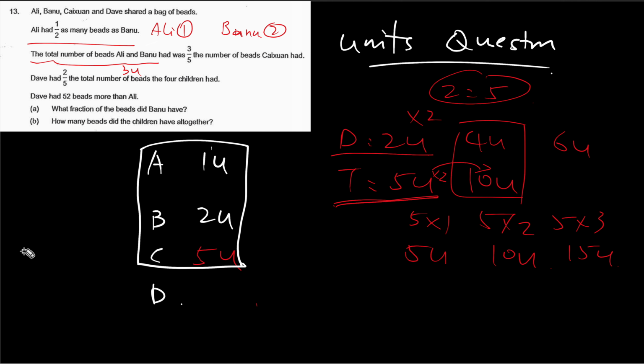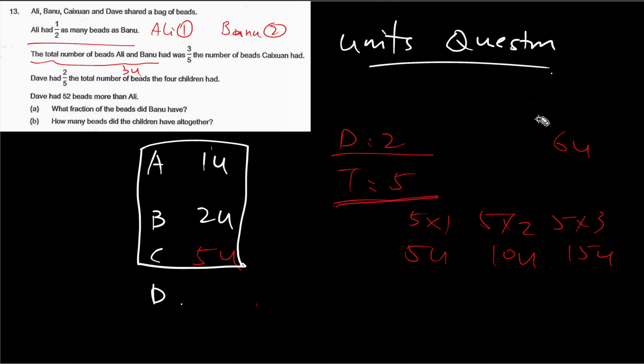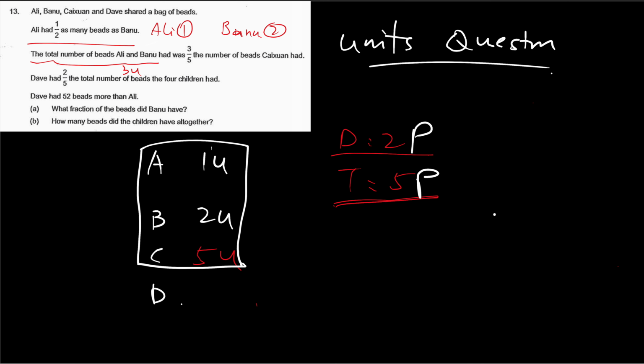Okay? So in here they say Dave and total is 2 to 5. The ratio is 2 to 5. It's a new ratio, so this is the new ratio. You cannot use the U here. The mistake made was we use U. Cannot. So over here you can only use a different letter, P. Then you solve the question already.